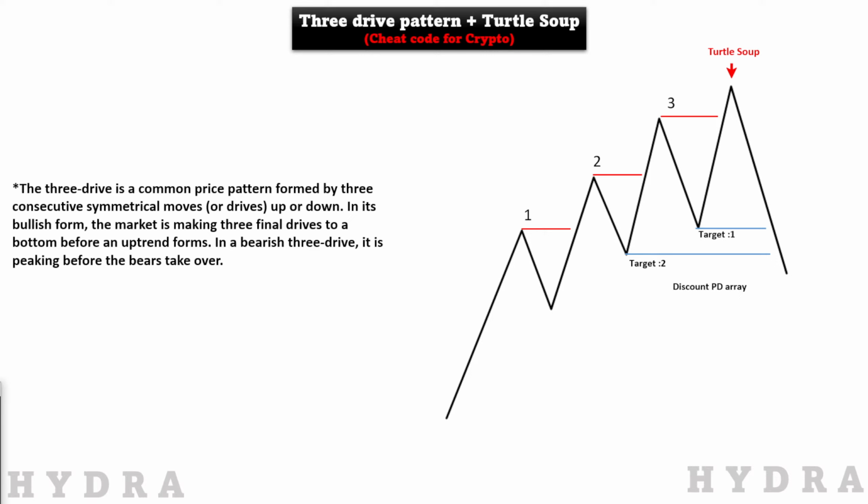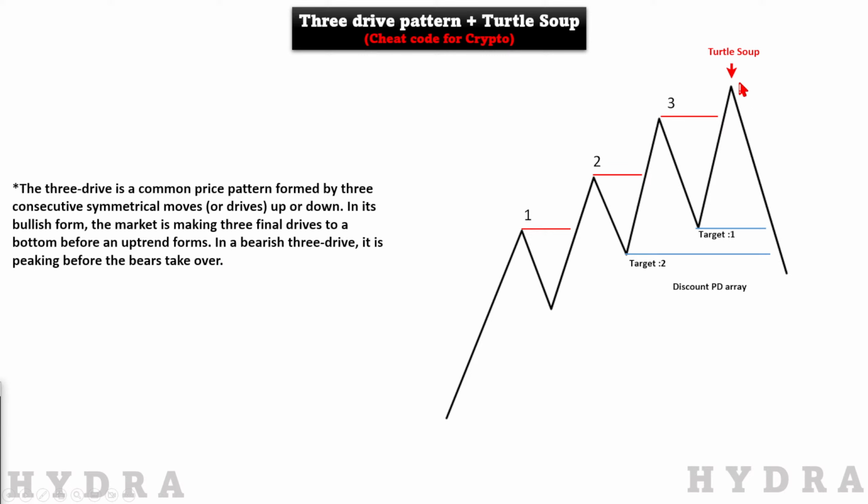So what is a 3-drive pattern? A 3-drive is a common price pattern formed by 3 consecutive symmetrical moves. These are the symmetrical moves. Price is constantly generating what? Relative equal lows, trend line liquidity. In its bullish form, the market is making 3 final drives to a bottom before an uptrend forms. In a bearish 3-drive, it is peaking before the bears take over.